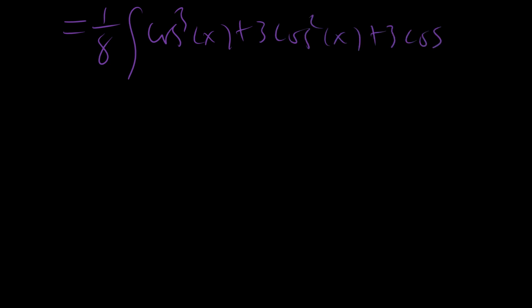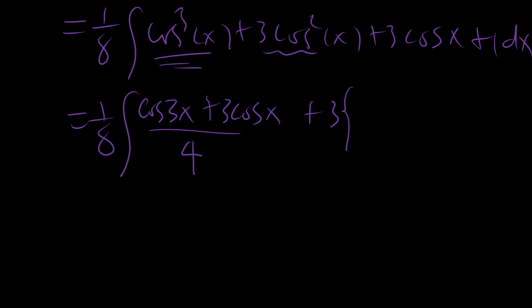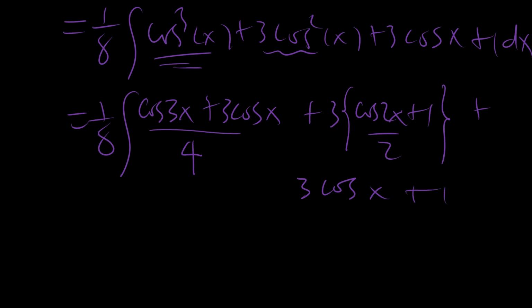So our integral was 1 over 8 bracket cosine cubed x plus 3 cosine squared x plus 3 cosine x plus 1. We know what this is. This is 1 over 8, and we said it's (cosine 3x plus 3 cosine x) divided by 4 plus 3. This part here is the same as (cosine 2x plus 1) over 2, plus 3 cosine x plus 1.